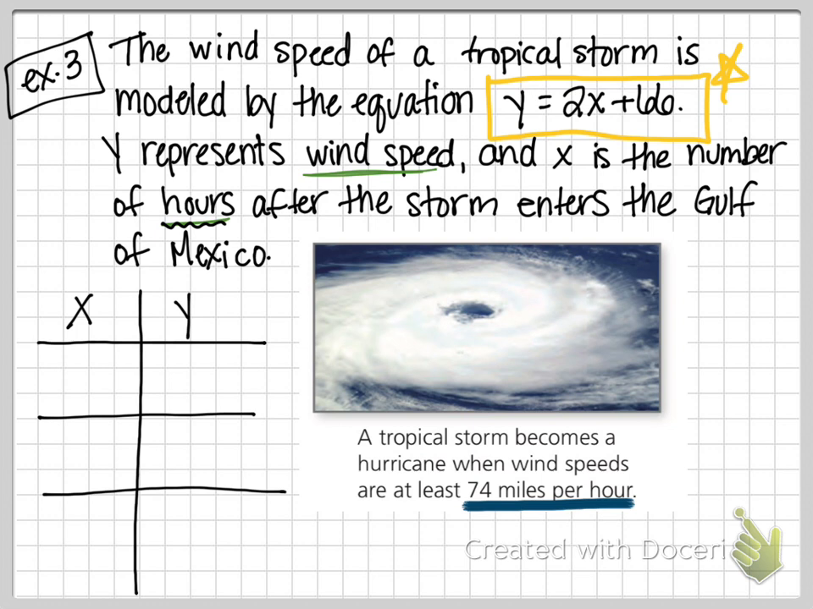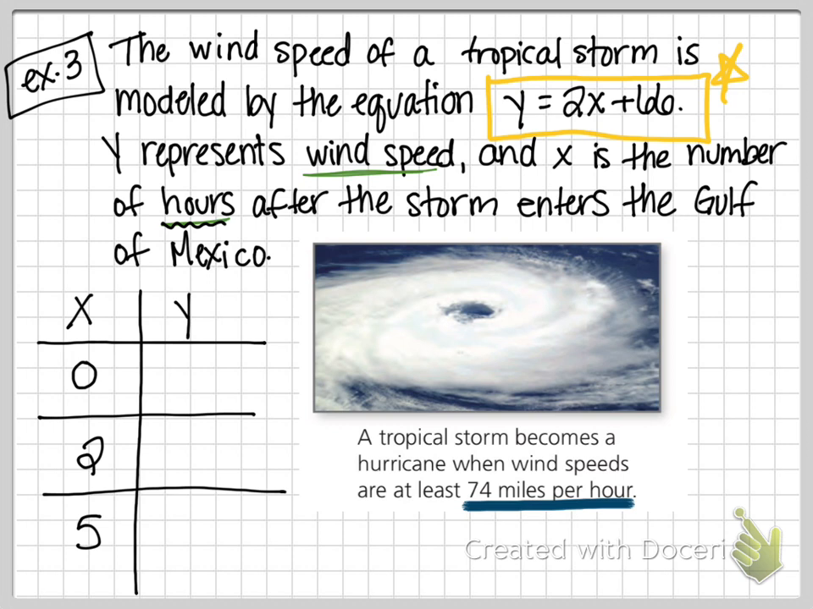We're not going to probably want to use negative numbers for x, right? We're going to probably want to use positive numbers only for x. So let's do a 0. So let's see what the wind speed is 0 hours after it enters the Gulf of Mexico. Let's do maybe a bit more spread out here. Maybe let's do like 2 hours and maybe like 5 hours, just to get an idea of what's happening with this storm after a prolonged period of time.